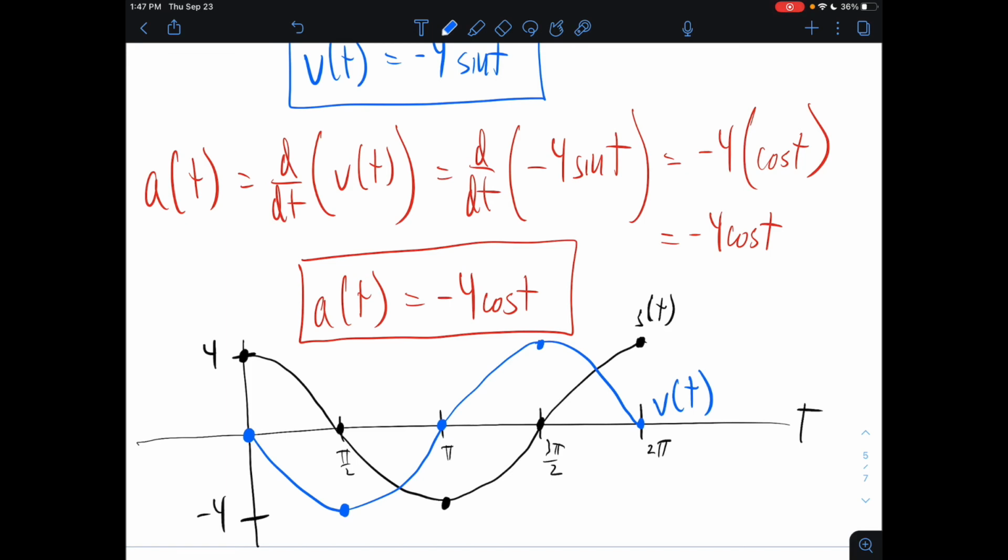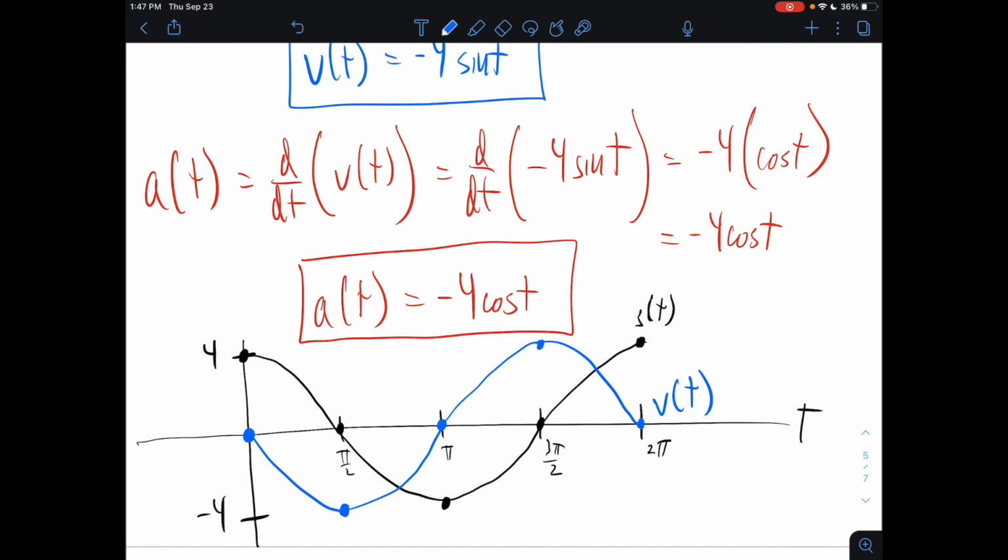So notice we've got negative values from 0 to pi. That relates to how the position function was decreasing from 0 to pi. And then from pi to 2 pi, the position function is increasing, and that's why we notice positive values for the velocity function there.